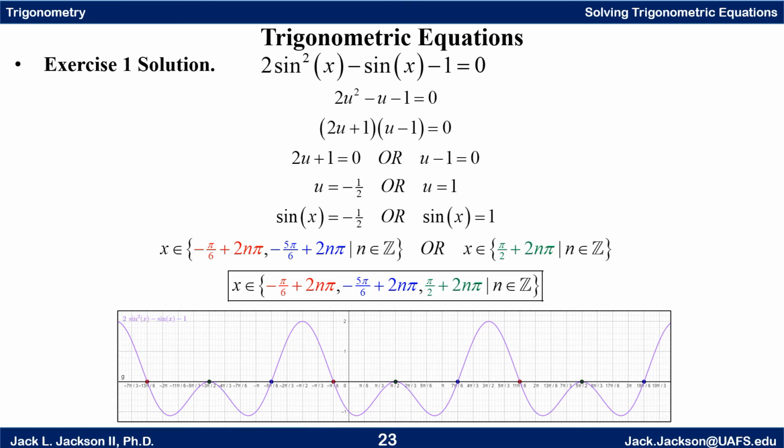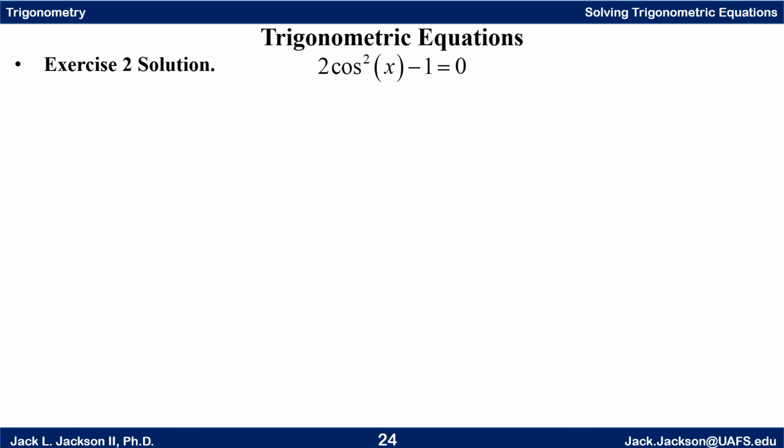All right, how about trying another one? Again, you try it without me working it for you first. 2 cosine square of x minus 1 equals 0. Okay, you do it yourself. Press pause now.